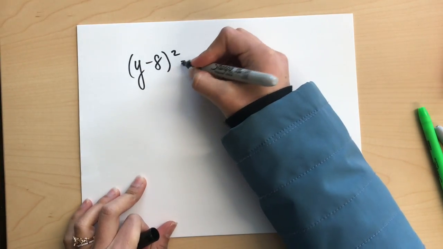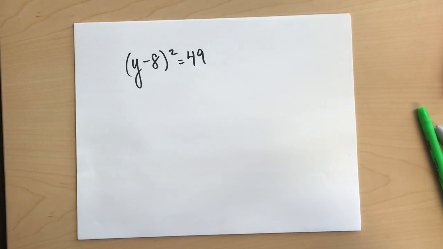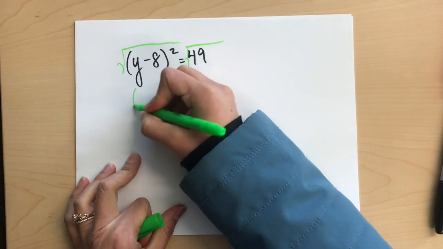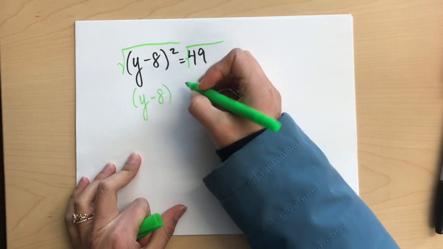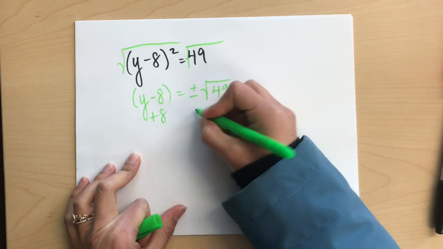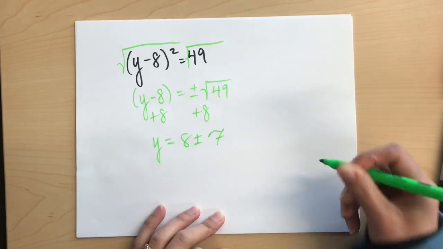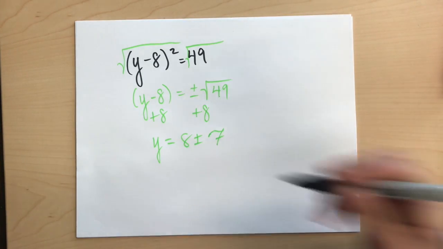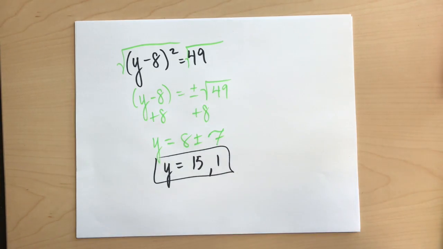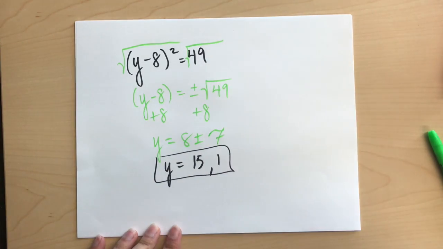Moving on to another example. Suppose we have (y - 8) squared equals 49. I can undo that square by taking the square root, and then I'll have y - 8 by itself. But recall that we need that plus or minus right in front of the square root. Then I'm going to add 8 to both sides, and it's going to be 8 plus or minus 7, because the square root of 49 is 7. Which means 8 plus 7 is 15, 8 minus 7 is 1, so y is equal to 15 or 1.